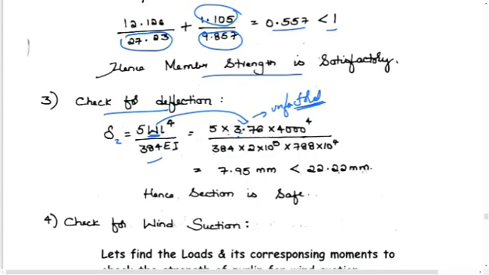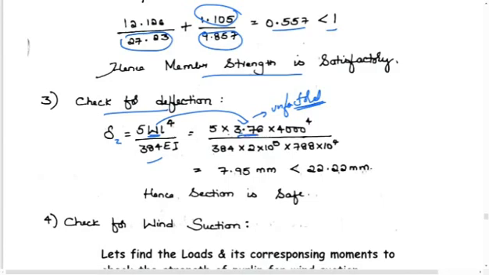And of course you can calculate delta Y also by putting Wy in place of this here, unfactored load. But that would be less than 7.95. Okay, generally more deflection comes in the Z direction. So that is why every time we give preference to Z. Okay, Z is going to deflect in the Z direction.